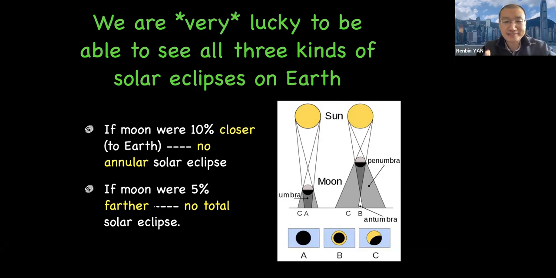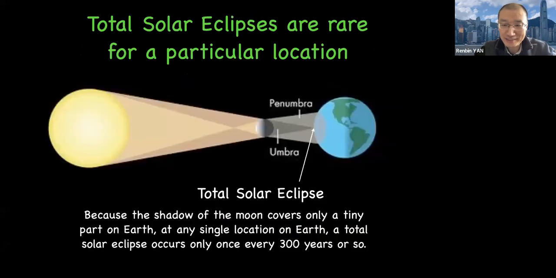So after thousands of years, or millions of years, I don't really know the number in my head, after a long time the moon will get far enough away that people on Earth will never be able to see a total solar eclipse again. So we are just living in the right time in history, so we can see all three kinds of solar eclipses on Earth.